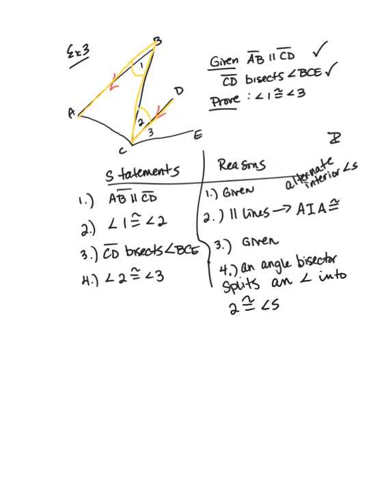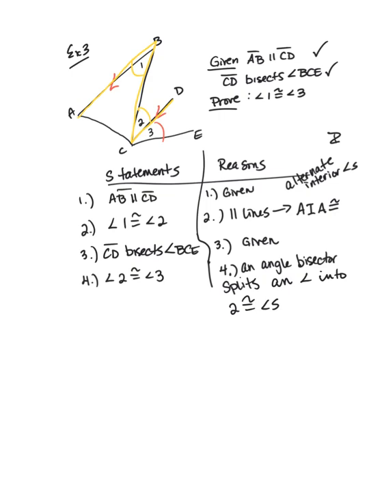Okay, so now I want you to think about this. I have angle 1 is congruent to angle 2, but angle 2 is congruent to angle 3. So think about it. If angle 1 measured 50 degrees, let's just say, angle 2 would measure 50 degrees, angle 3 would measure 50 degrees. So wouldn't it stand to reason that angle 1 must be congruent to angle 3, since they're both congruent to angle 2?